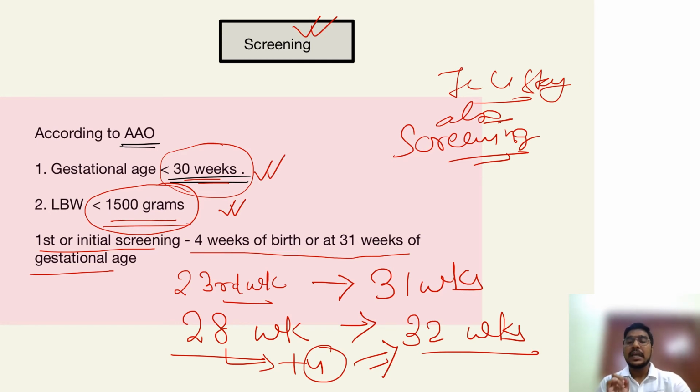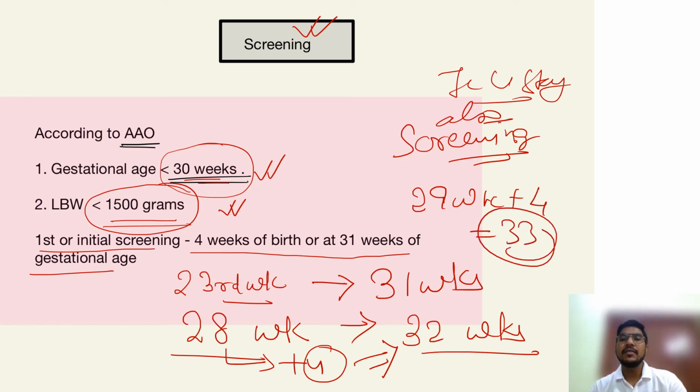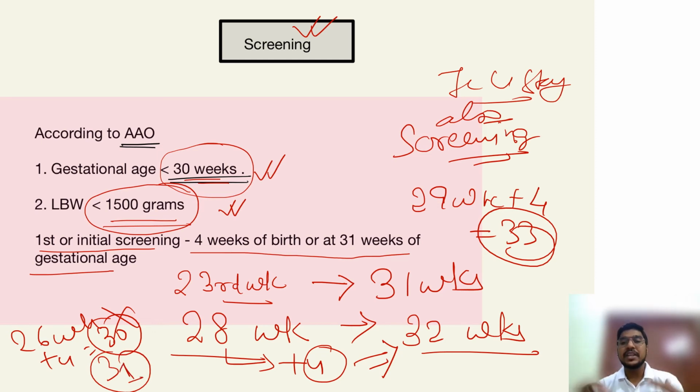But if the 4 weeks gap goes beyond 31 weeks, then you have to add 4 weeks and then do this. Similarly, in a 29-week baby, when you are going to do the first screening, add 4, it is 33. But in a 26-week baby, you add 4, it comes to only 30. You are not going to do it at 30, you are going to do it at 31, because whichever is later is more important. Okay, you understand the screening part.